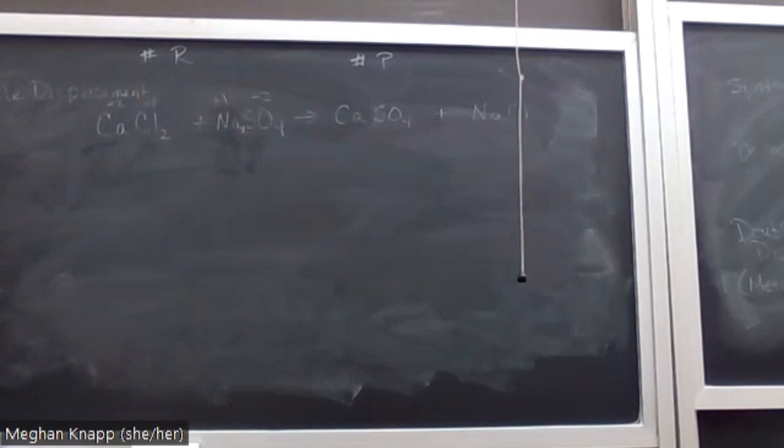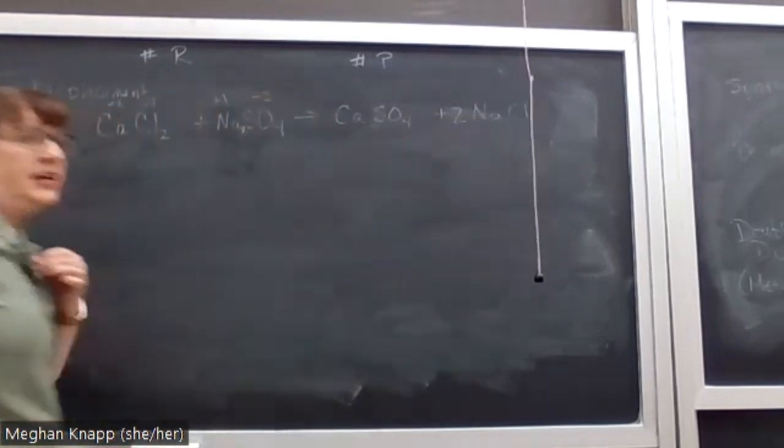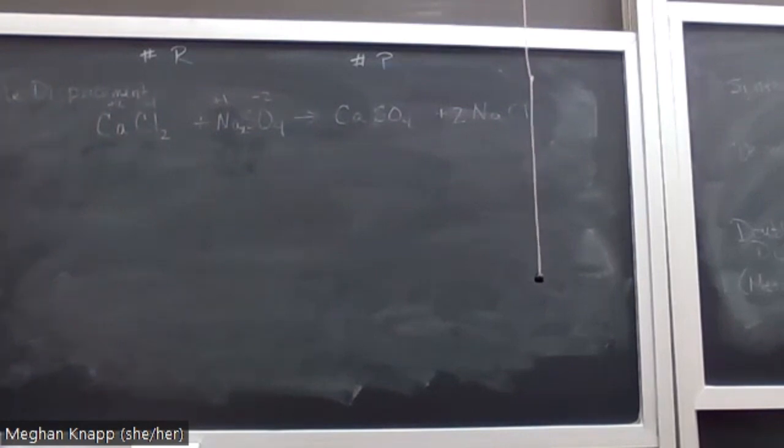Not yet, because I got 2 chlorines over here and only 1 over there, similar with the sodium. So what would I do to balance this? Put a 2 in front of sodium chloride. All right. So take a second to look at that. Does that make everything balanced? Seeing a few nods. Yes, it does.